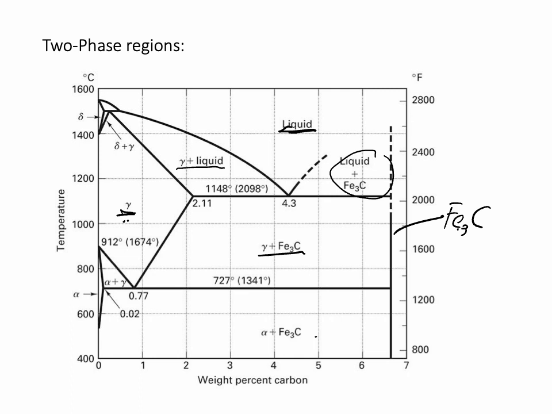And also note that this region, this area in here, is ferrite. And once we get down to this temperature, then ferrite is just a constant 0.8% carbon. Okay?